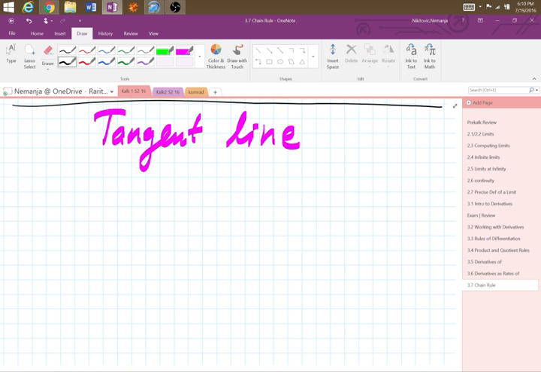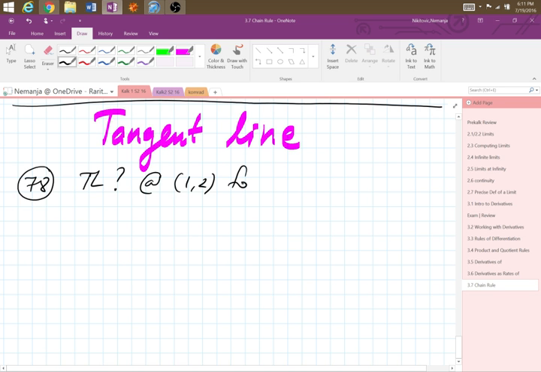Problem 78 in the textbook says find the tangent line at 1, 2 for the function y equals x times the square root of 5 minus x squared.